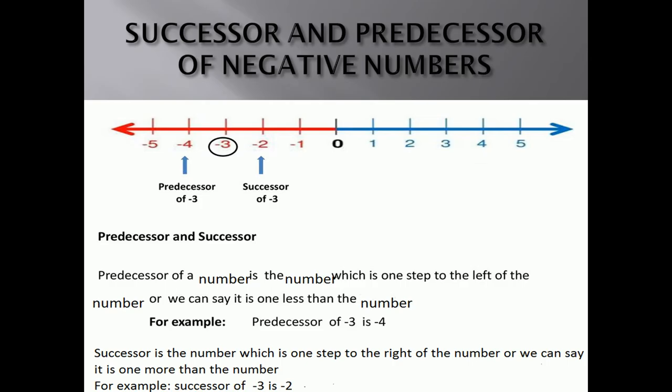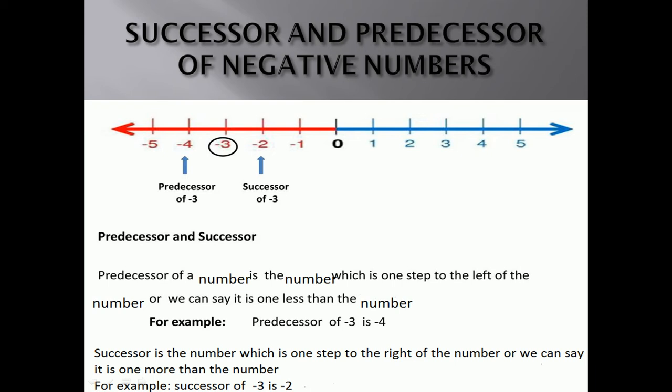Now, successor and predecessor of negative numbers. Successor, by the definition you have studied earlier, is the number which is one more than that number. On the number line, you can also say successor is the number which is one step to the right of the number, or we can say it is one more than the number. For example, the successor of -3 will be one more than it, or on the right side of -3, so -2 is the successor of -3.